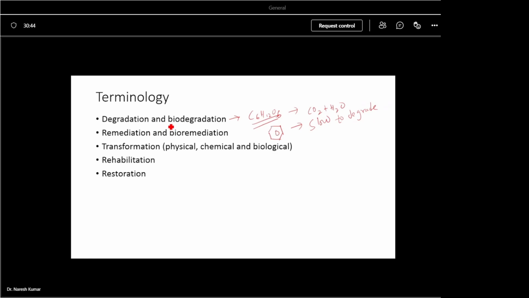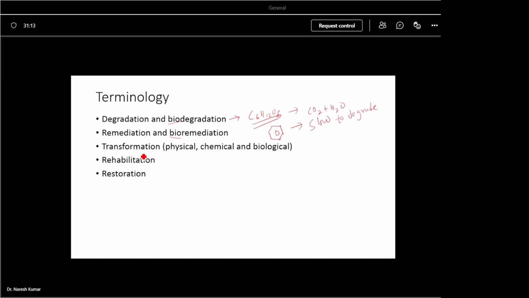Degradation means conversion of complex substrates to simple ones. When we have organisms involved in this process, for example bacteria or fungi breaking down this benzene ring structure, we call it biodegradation. Remediation means treatment. Whenever we have anything which is contaminated, we call the process of cleaning up remediation. When we use living processes, say plants or bacteria, we call it bioremediation.